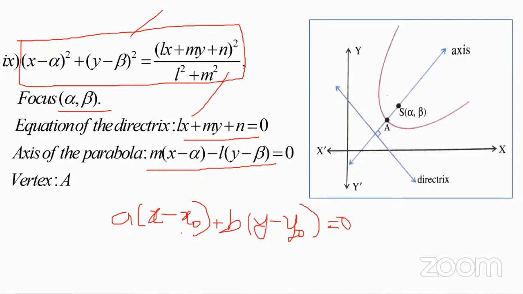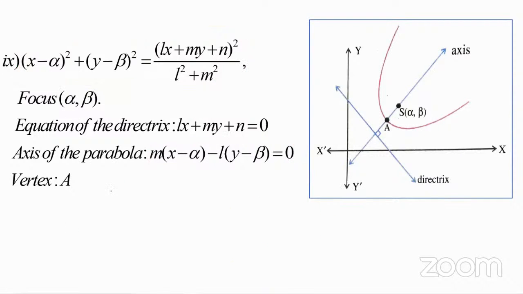So this, a(x − x0) + b(y − y0) = 0, is the line equation. Then the perpendicular equation is nothing but b(x − x0) − a(y − y0) = 0. Similarly, we get the axis of the parabola, this one. And the vertex is nothing but A.